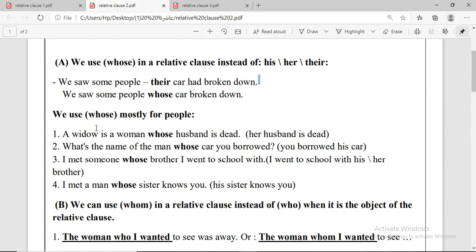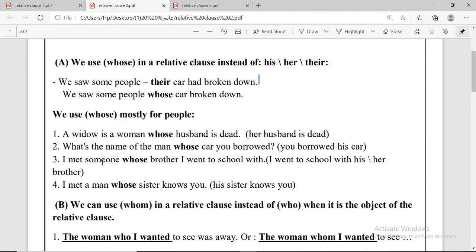Look at the first sentence. A widow is a woman whose husband is dead. الأرملة يعني. A widow is a woman whose husband is dead. It means her husband is dead. What's the name of the man whose car you borrowed? Whose car you borrowed? يعني you borrowed his car.